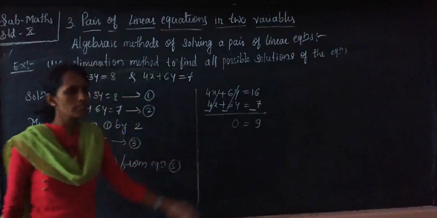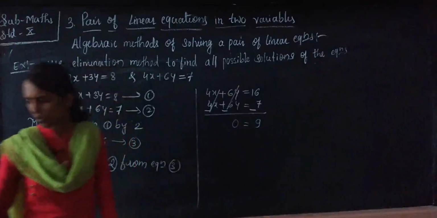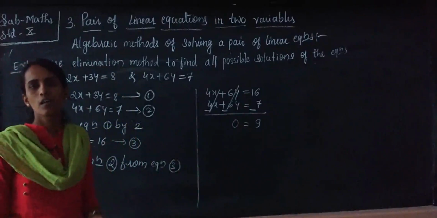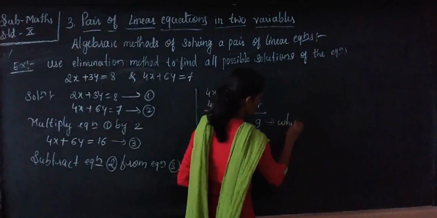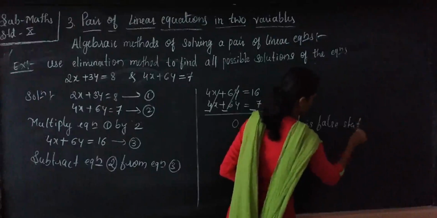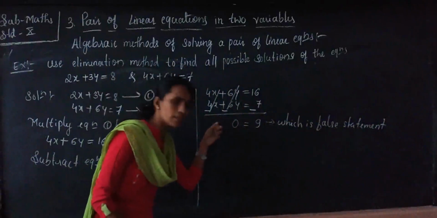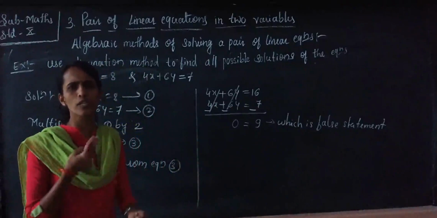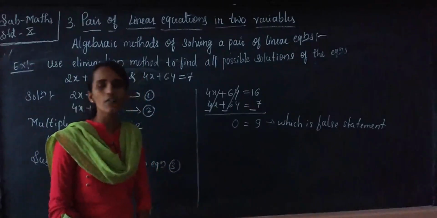So here, on the LHS side, there is not even one variable, so it will be false. Yes or no? If there is no variable, then it is false. So what we have to write is false statement, because at least one of the variables has to be left here. Here x is not there, y is not there, so which value do we have to calculate? So it is a false statement.